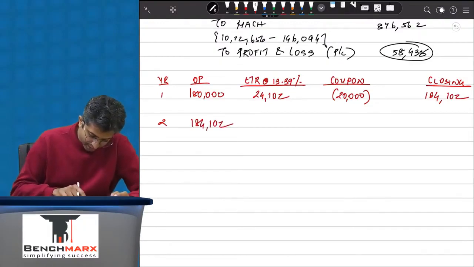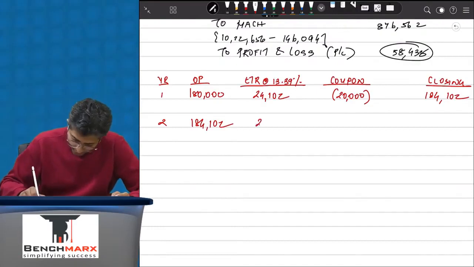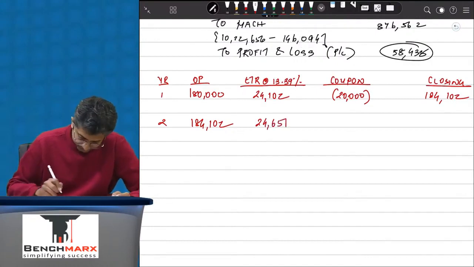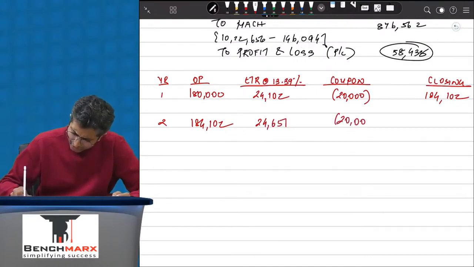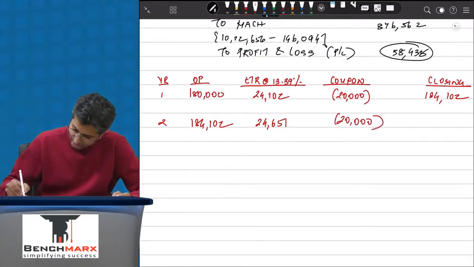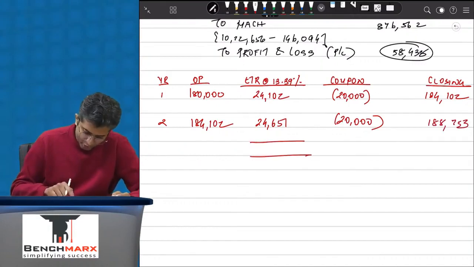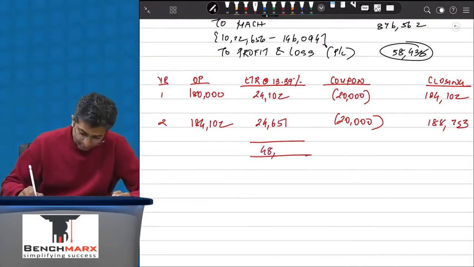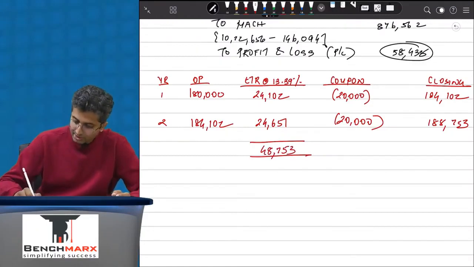into, let us say, 13.39%, which will be 24,651. Just for academic completion, you can, let's say, subtract 20,000 and you will get a closing. This is around 1,88,753. So over the 2-year time frame, the borrowing cost to be capitalized will be 24,102 plus 24,651, which is 48,753. This is the borrowing cost to be capitalized.